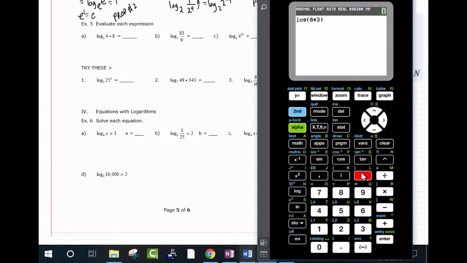So we're going to just do log of 8 times 3. I'll press enter. You should get that answer, about 1.38, okay? Now what I want you to do is this. Press the log button, press 8, close the parentheses, be sure you do that, and then add log 3. Now let's see if we don't get the same answer on that. Look at that, it works.